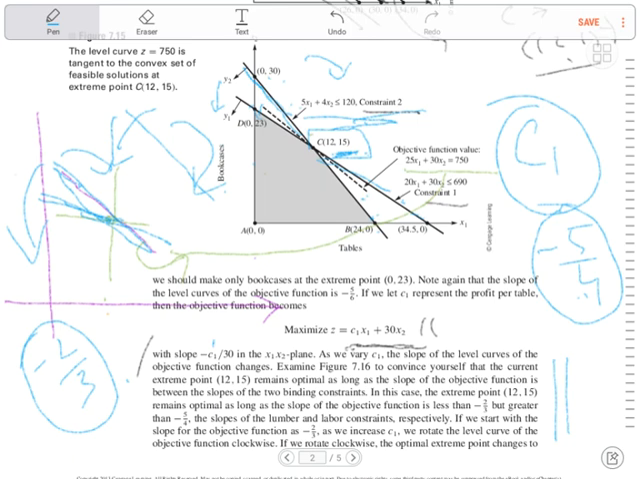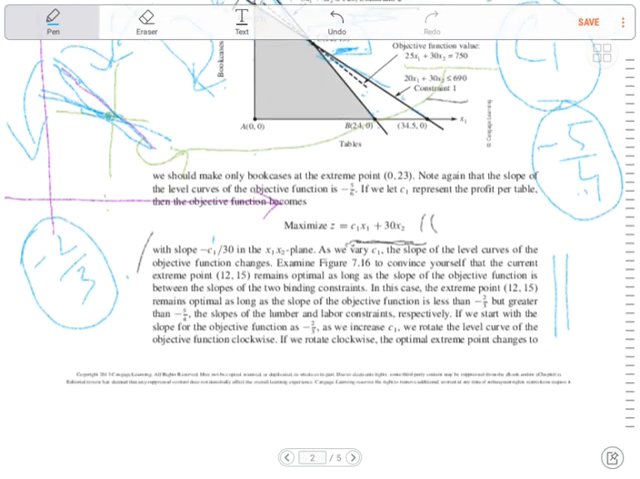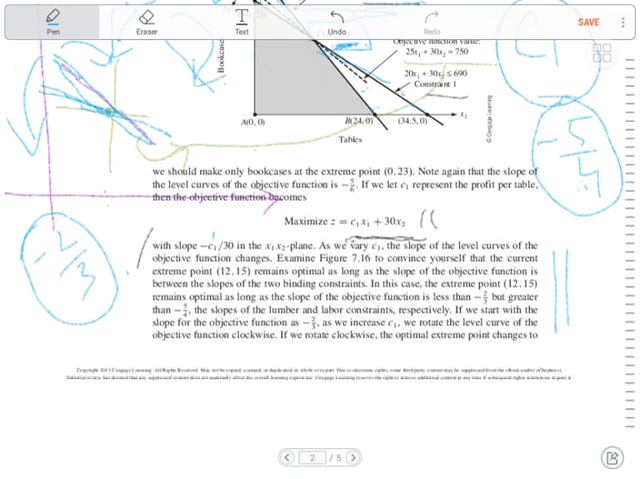again the constraints are not changing. So what is the only thing that can change? The value of the optimum, the value of the maximum, the value of z can change only. So that is what they are saying here. And every change is going to come in terms of this C1 parameter here.